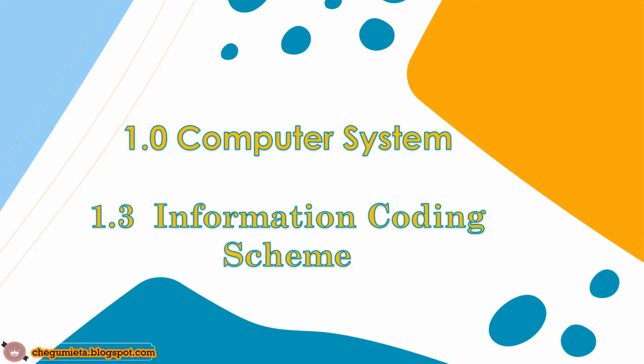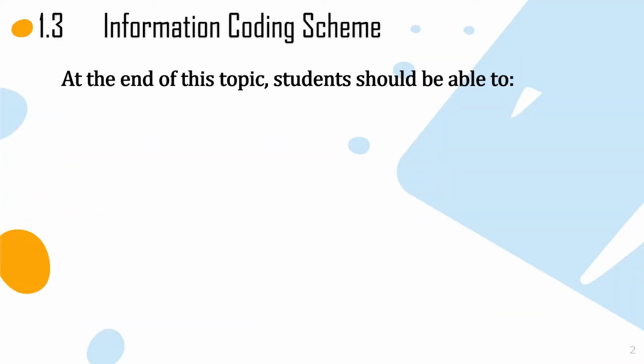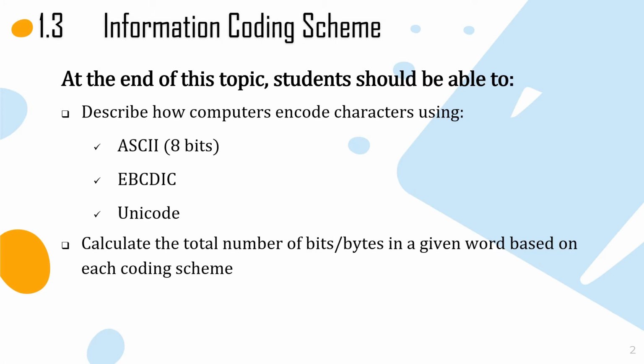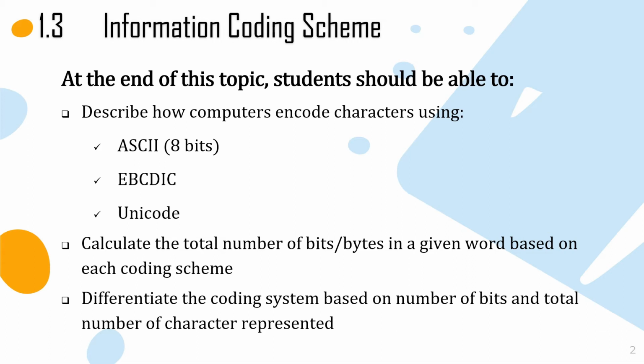Today we are going to continue our third topic in computer system, that is information coding scheme. At the end of this topic, you should be able to describe how computers encode characters using ASCII, EBCDIC and Unicode. Second, you should be able to calculate the total number of bits or bytes in a given word based on each coding scheme. And the last one, for the subtopic, you should be able to differentiate the coding system based on number of bits and total number of characters they represent.